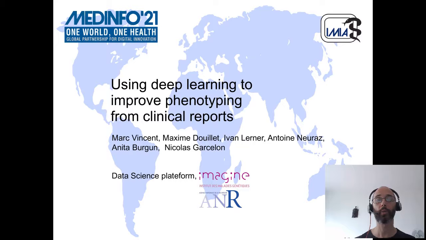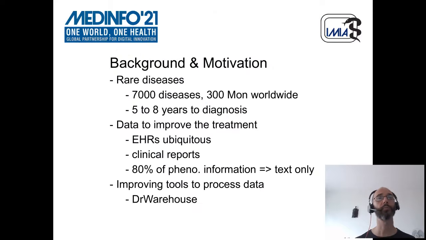So hello, in this presentation I will talk about a work that we've done here at the Imagine Institute to improve phenotyping from clinical reports using deep learning technology. It's a work that comes from the interest of the Institute in rare diseases, which are a set of diseases that gather around 6,000 to 7,000 diseases and concern around 300 million people worldwide.